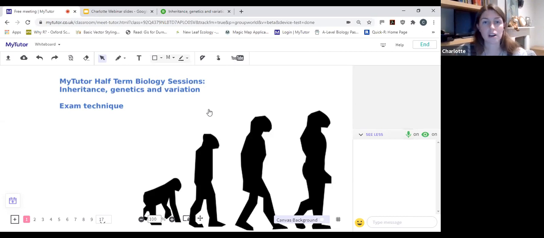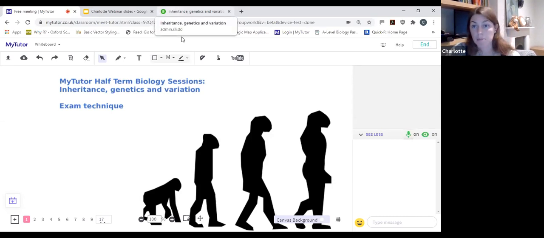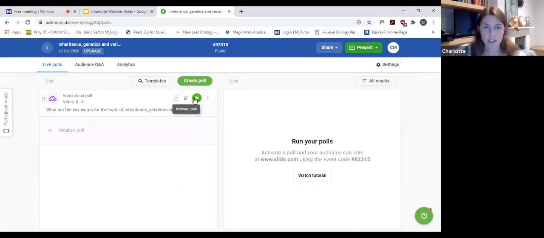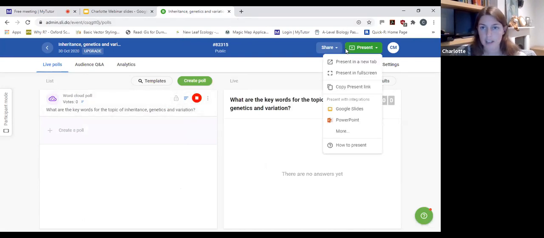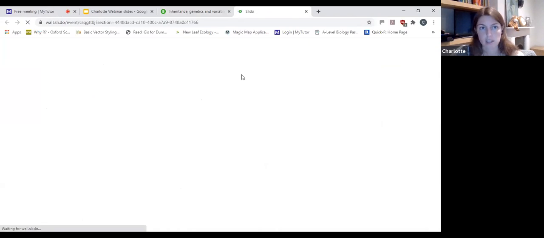Because we are revising inheritance, genetics and variation this week, I thought it would be good to start with a Slido and look at keywords, because keywords are one of the best things to get memorized to do well in exams. Keywords are what gets you points for different topics, so it's well worth being familiar with the keywords used in each topic. I'm just going to turn it on and then present it, and it will come up with instructions on the screen in a second.